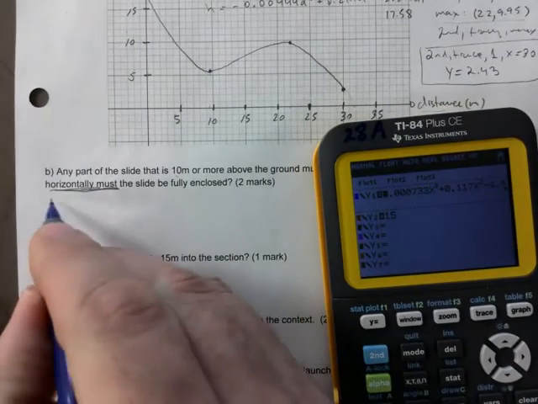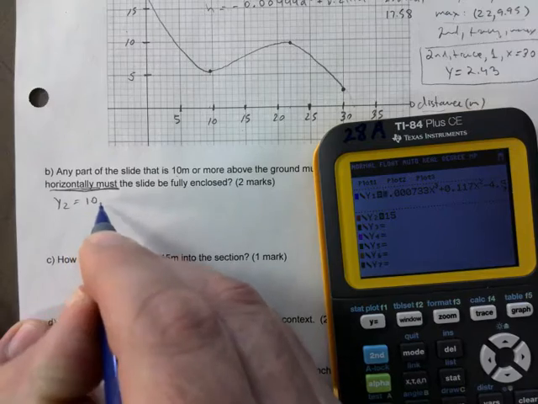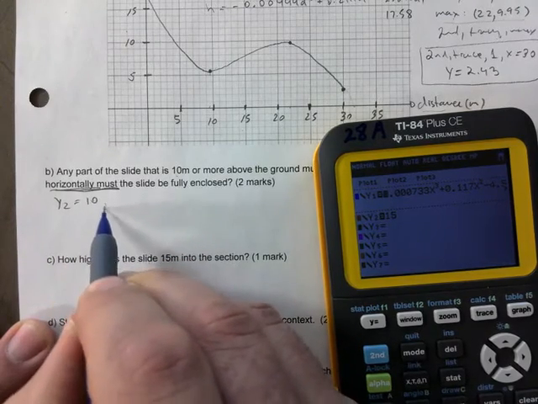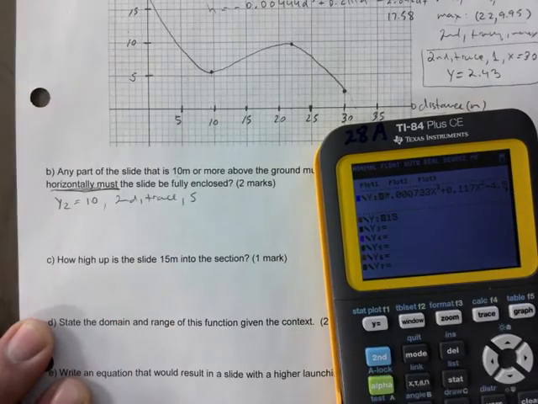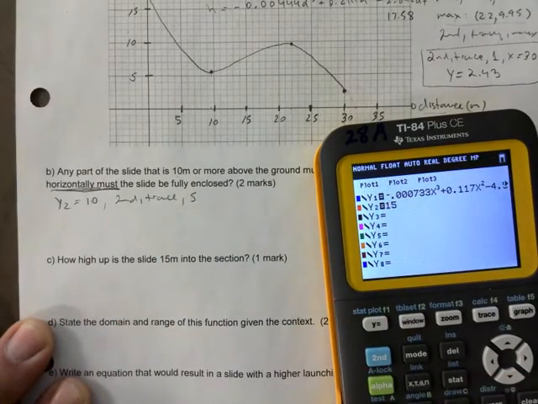So what you should be doing is, hey, I'm gonna graph the y equals 10 line, and I'm gonna find the intersection of those points, right? So there's 10.